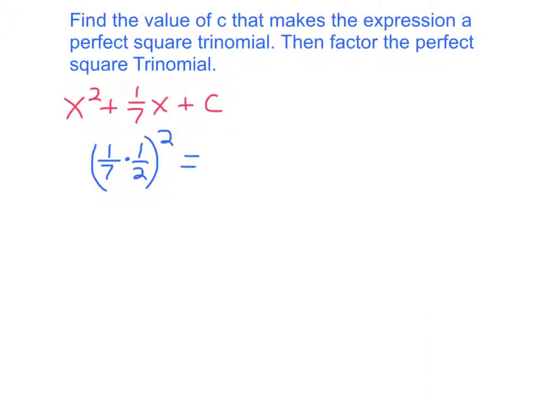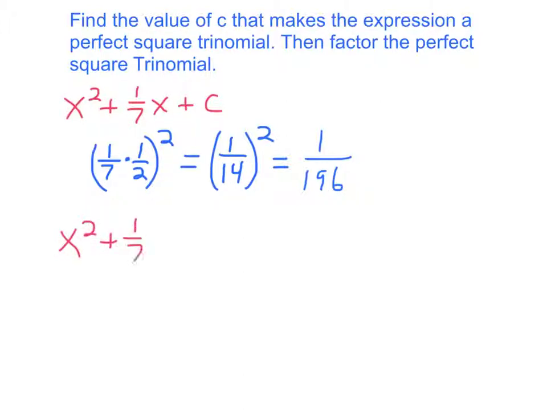So that would be 1 over 14 squared. And then you would do the same thing we did before, square the top and square the bottom. So that would equal 1 over 196. And that would be our c. So let's rewrite that now. It's x squared plus 1/7 x plus 1 over 196.